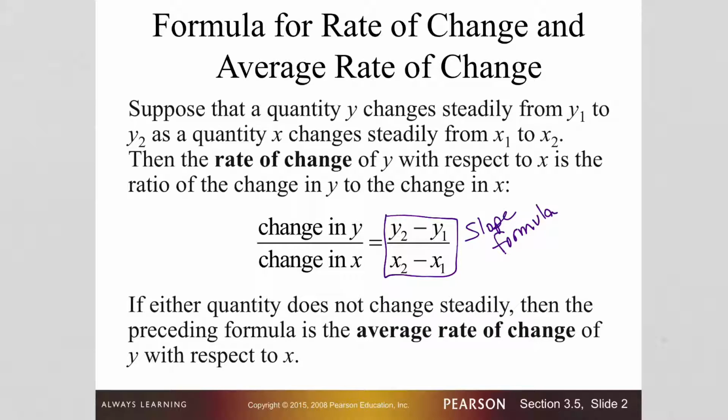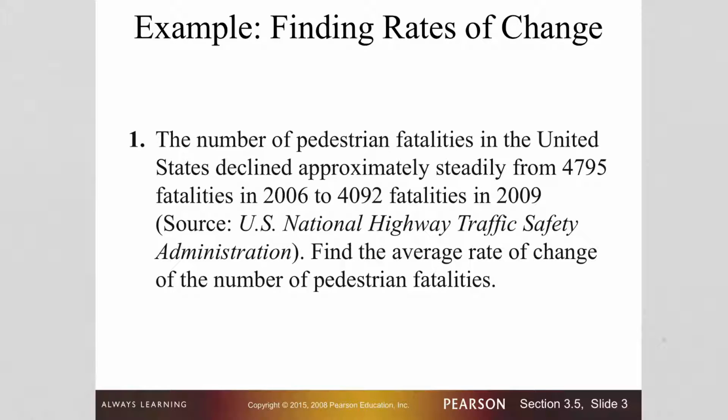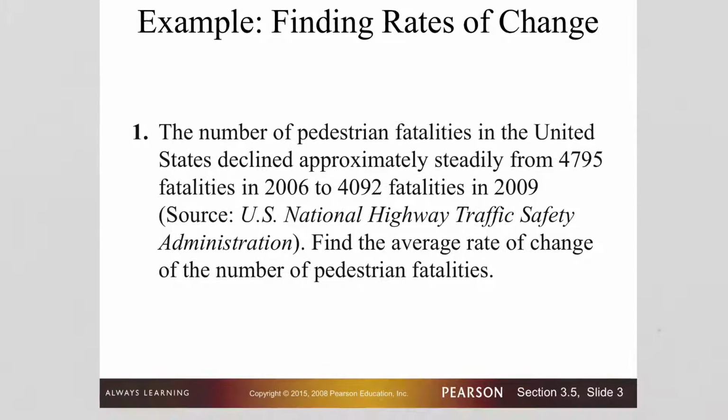So rate of change is just a fancy way to say the slope formula. So why did we have two different terms? Well, we talk about rate of change in terms of a specific situation. Slope is a generic situation. So slope is for generic, rate of change is for specific. Okay, so here's a specific situation where we might use rate of change.